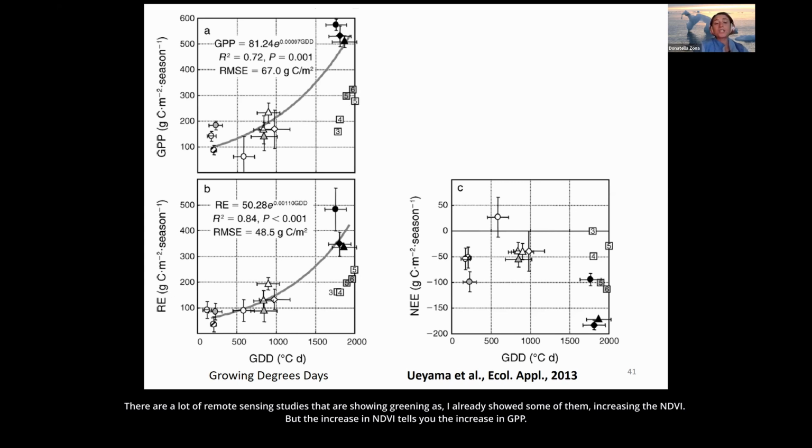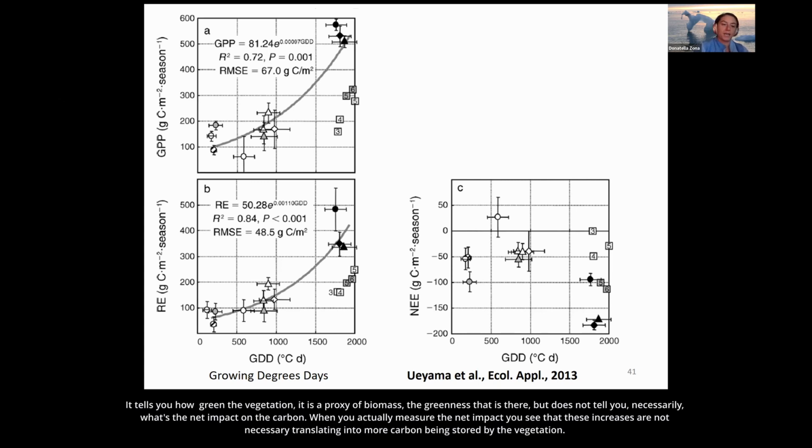Now there are a lot of remote sensing studies that are showing greening, as I already showed some of them, increasing the NDVI, but increasing the NDVI tells you the increase in GPP. So it tells you how much green the vegetation is. It's a proxy of biomass, the greenness that is there, but does not tell you necessarily what's the net impact on the carbon. So when you actually measure the net impact, you see that these increases are not necessarily translating in more carbon being stored by the vegetation.